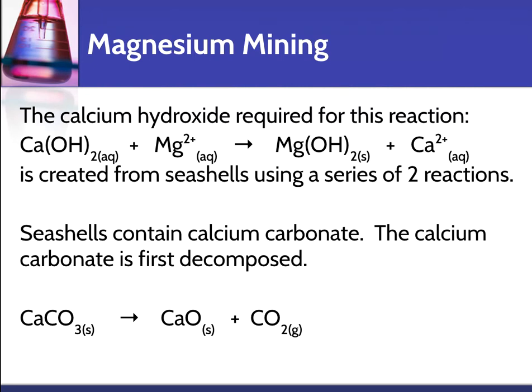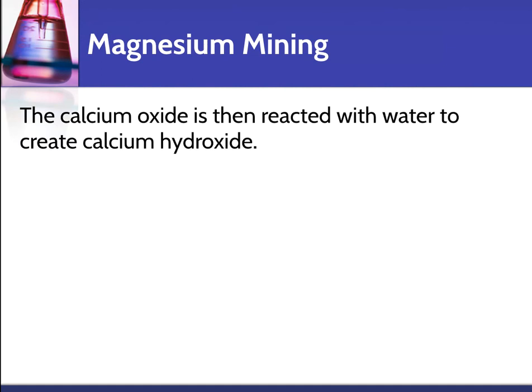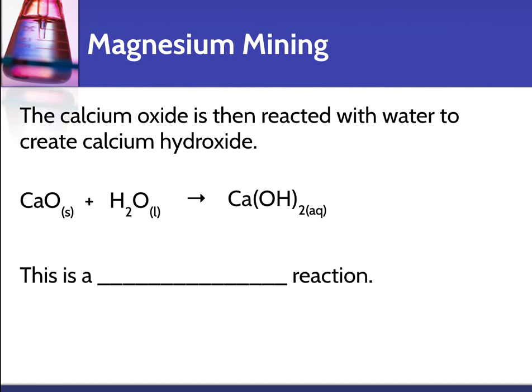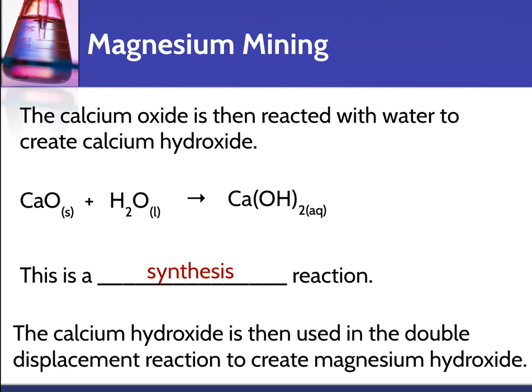Now the calcium oxide that was produced is taken into the next reaction, and it's reacted with water to create the calcium hydroxide that we needed. If you remember this reaction, when calcium oxide reacts with water, we get a base, the metal hydroxide, calcium hydroxide. And this was a synthesis reaction. So now we have that calcium hydroxide that we needed in order to carry out the double displacement reaction and create magnesium hydroxide.